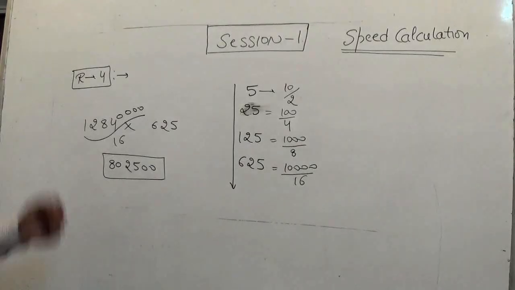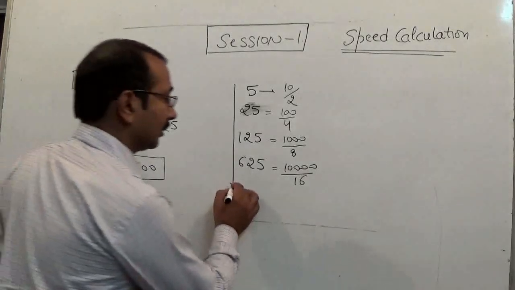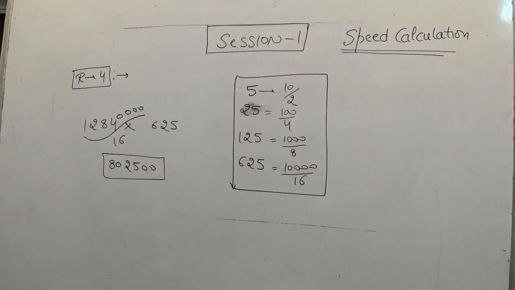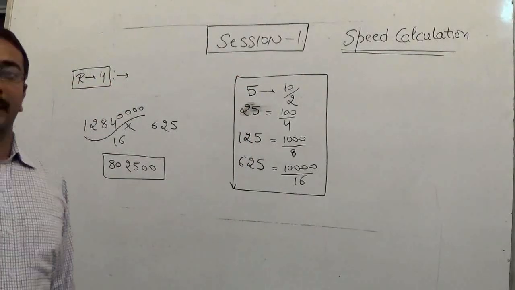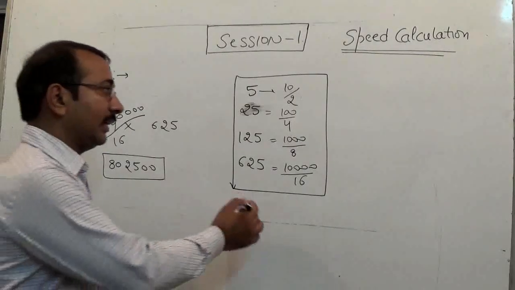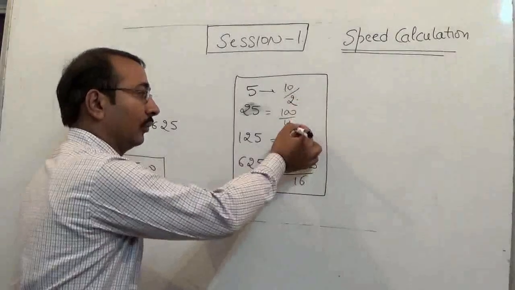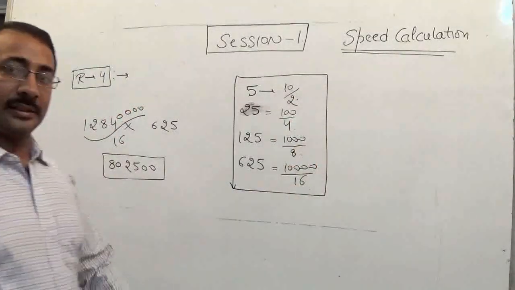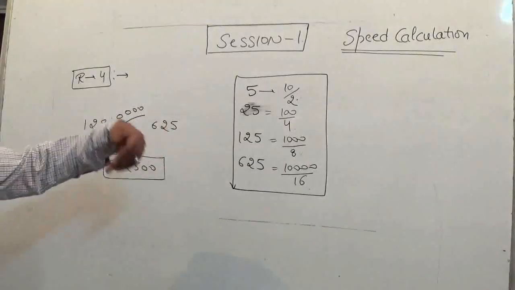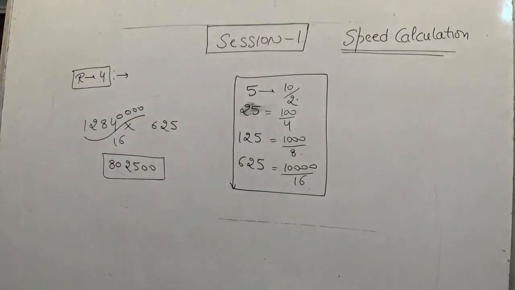Right? So this is our rule number 4. This helps us whenever we have to multiply any number by either 5, 25, 125 or 625. In these cases we can apply this approach because it is very easy to divide a number by 2, 4, 8 or 16 instead of multiplying the same number by 625, 125, 25 or 5. So that's our rule number 4.